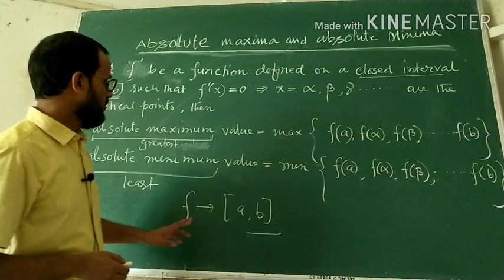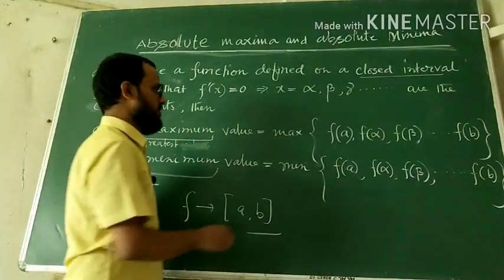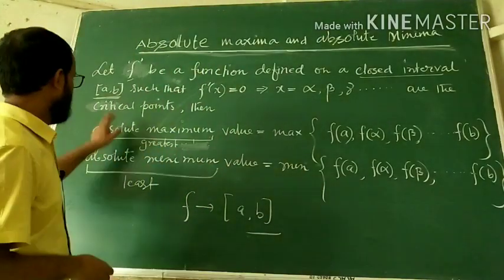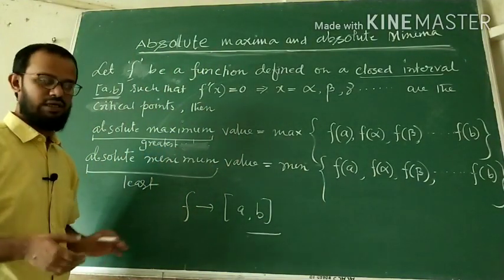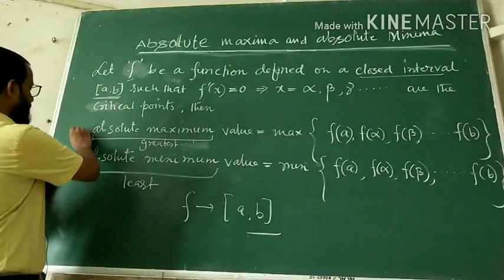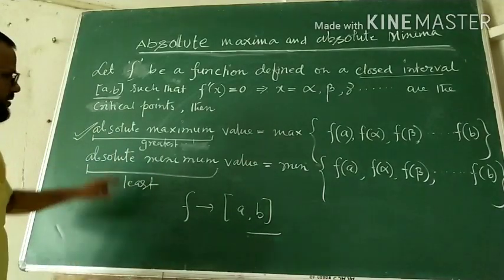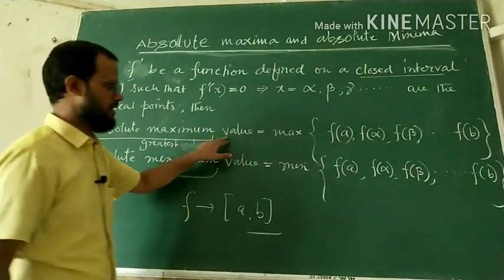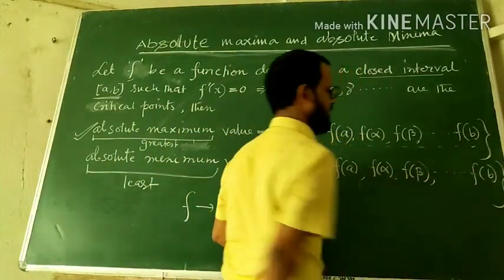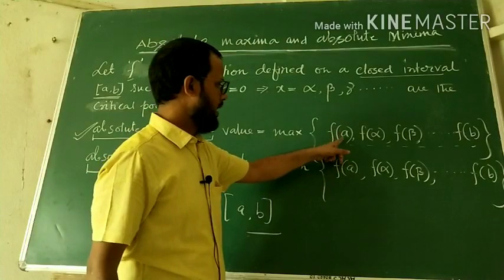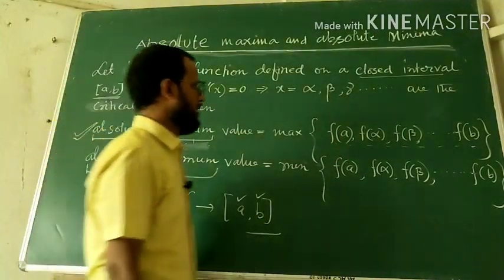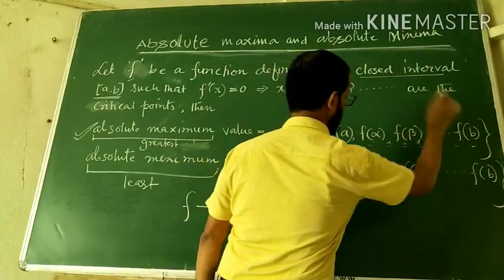So after f dash x equal to 0, suppose alpha, beta, gamma and so on are the critical points. There may be one critical point, two critical points, or more. What is the absolute maximum value? The absolute maximum value is defined as the maximum of the functional values at the end points of the closed interval plus all the critical points.